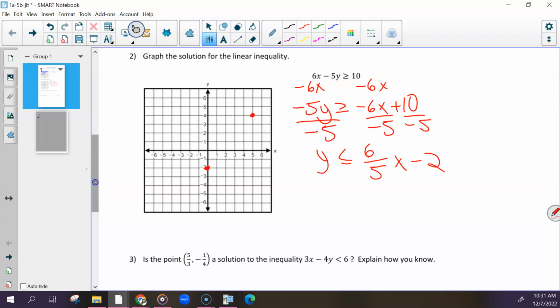You could have just done those 2 points. If you wanted to extend your graph a little bit, you could do that. You didn't need to. But that point would be out there. This would be a solid line. And then this is less than. So less than would be below. So we would shade underneath here. Questions on that one? Yes. That makes sense.